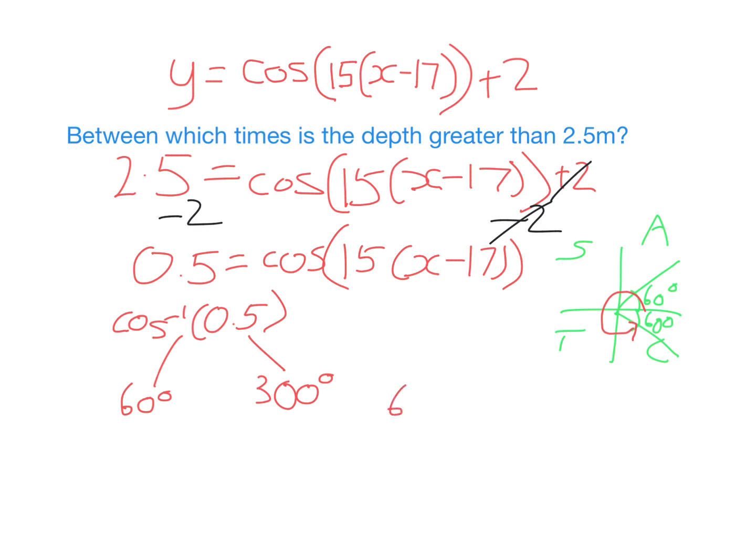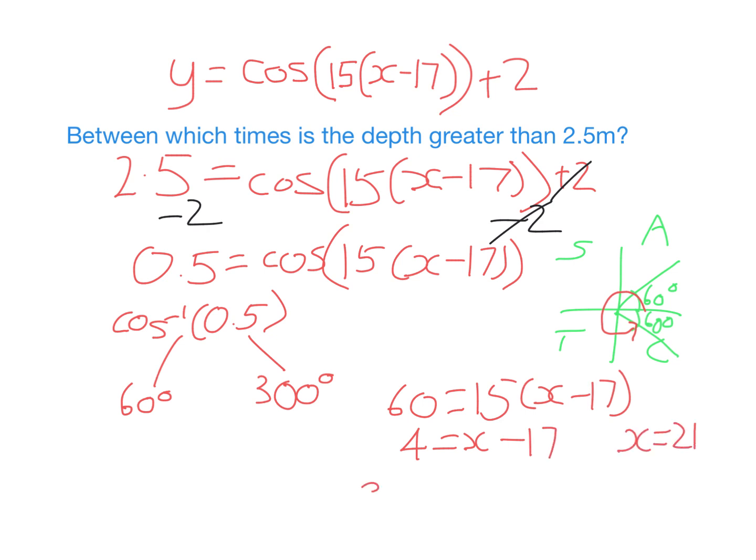So we have 60 equals 15 outside of x minus 17. We can solve that easily. Divide 60 by 15, you get 4. Add 17 to both sides, you get x equals 21. The other possible solution is if we have 300 equals 15 outside of x minus 17. We do the same thing. We divide each side by 15 and then add 17 to both sides, and we get 37 equals x.